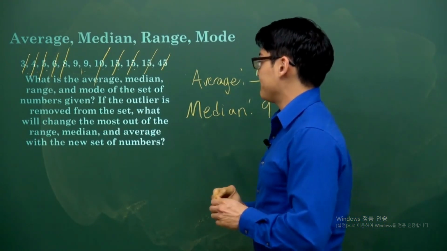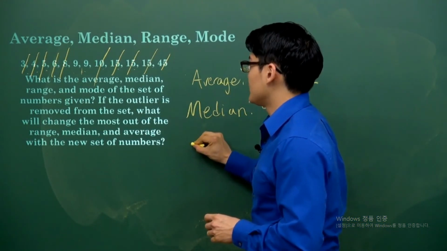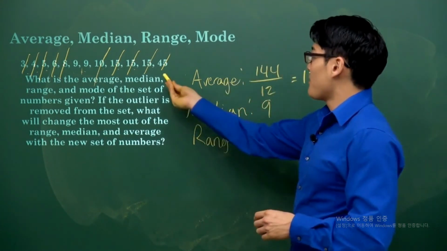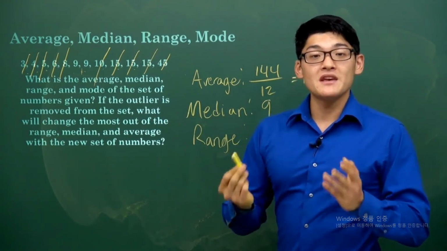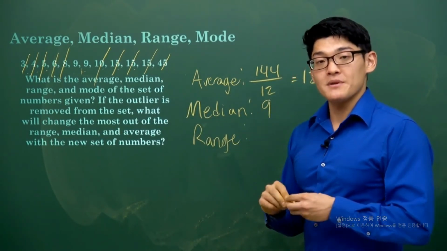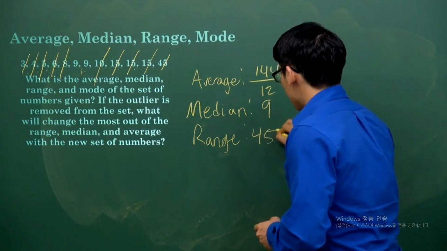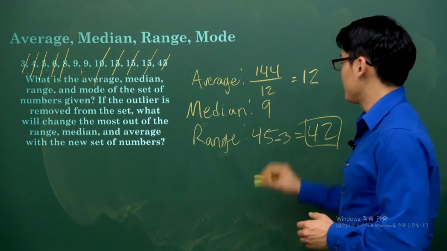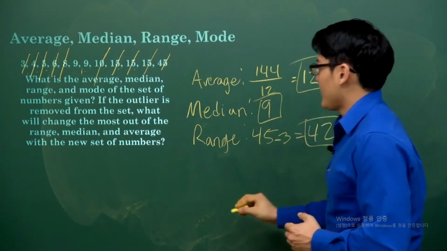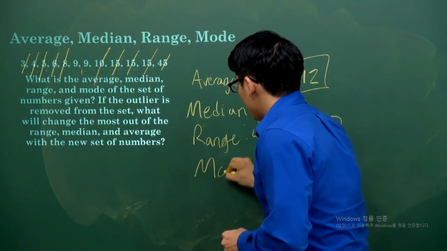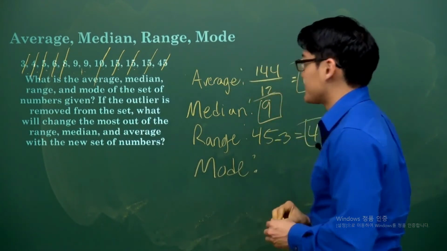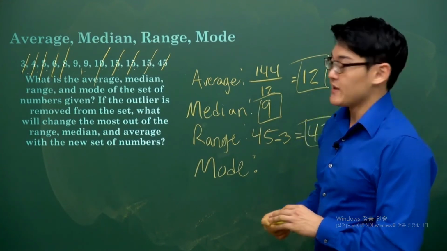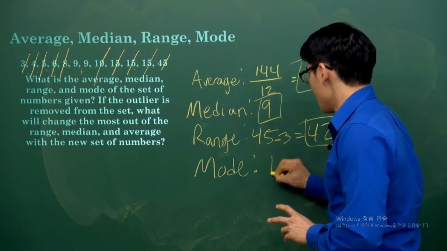Okay? And then the mode and the range. Range is the difference between the max and min. Well, the max ended up being 45, and the minimum ended up being 3. So 45 minus 3 equals 42. So that is the range, 42. And finally, the mode is the value that happens the most often, which is 15, because it happens 3 times, while everything else happens less than that. So the mode is 15.